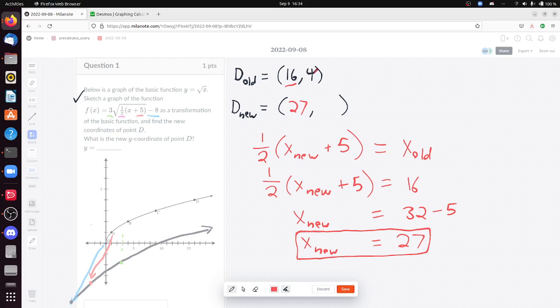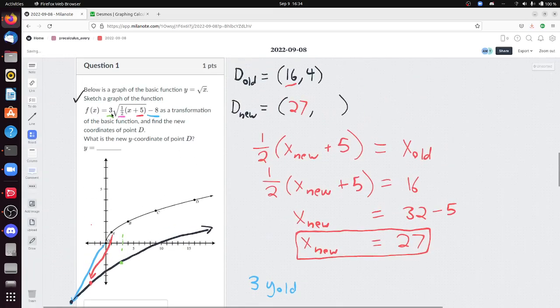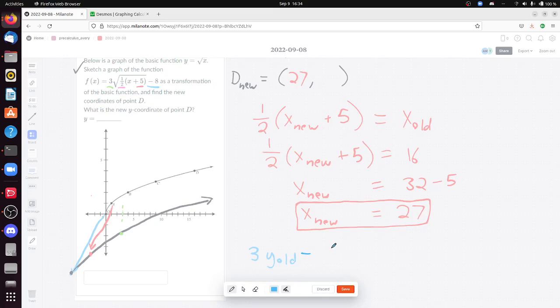So what we can do instead is take this 4 here, which is the old y coordinate, and apply the y transformations just to that. Basically, the equation is going to be slightly different because we're now dealing with the outputs instead of inputs, but honestly, this is easier. Dealing with the outputs makes more sense, I think. So we're going to have 3 times y old, because we're multiplying by 3 on the outside, which is a stretch in the y coordinate, and then we subtract this 8 here. That is equal to y new, the new y coordinate that we're trying to find.